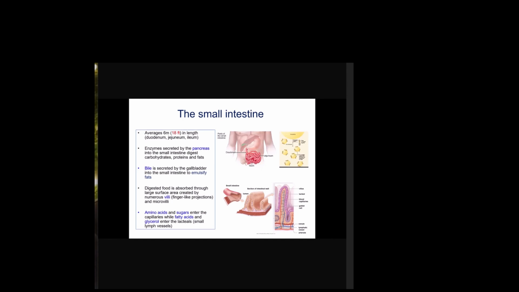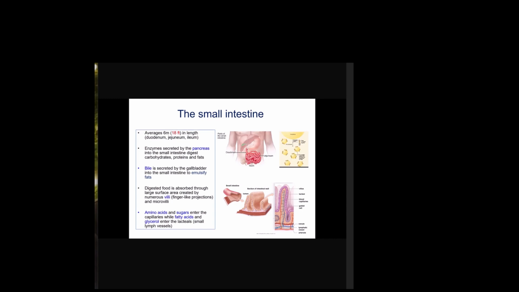I said, if you look at the small intestine, it's about 8 feet long. The first part of it, which we call the duodenum, is followed by another one called the jejunum, and the ileum, where most of the absorption happens.